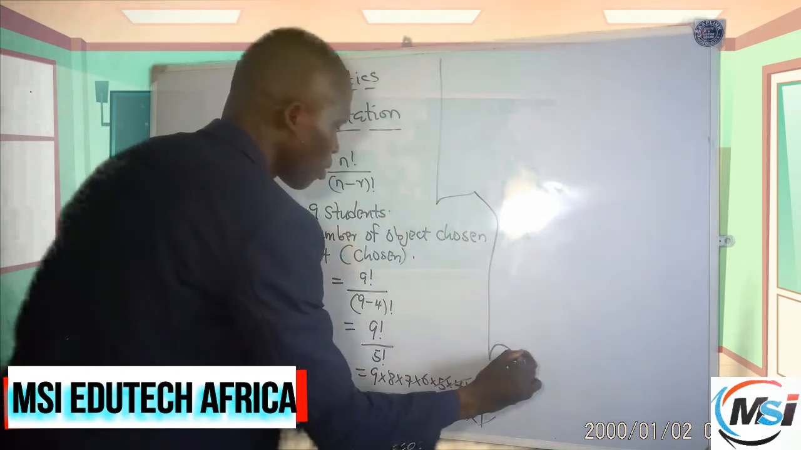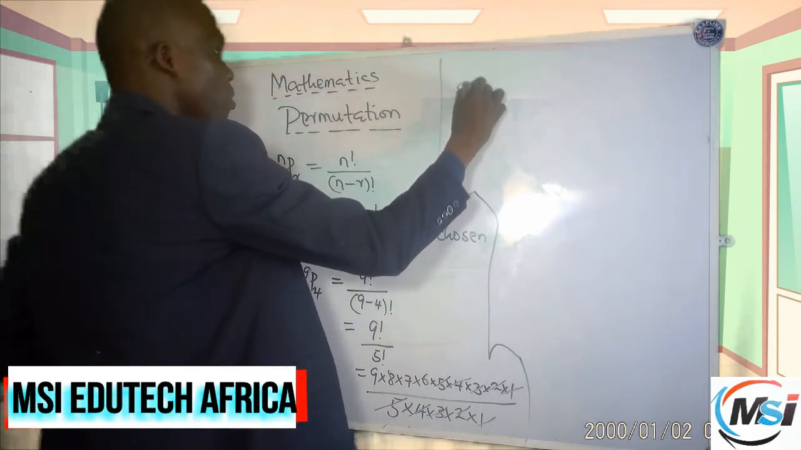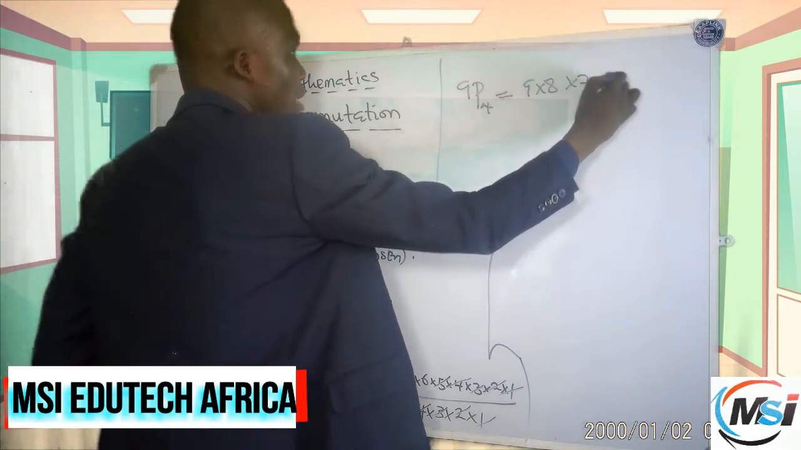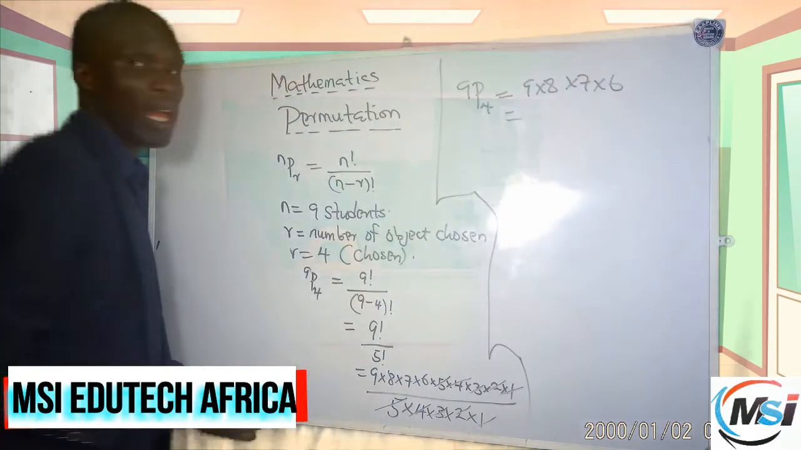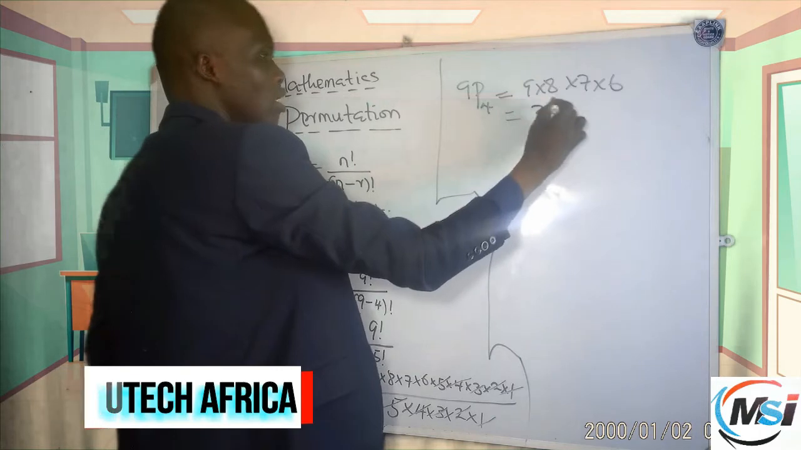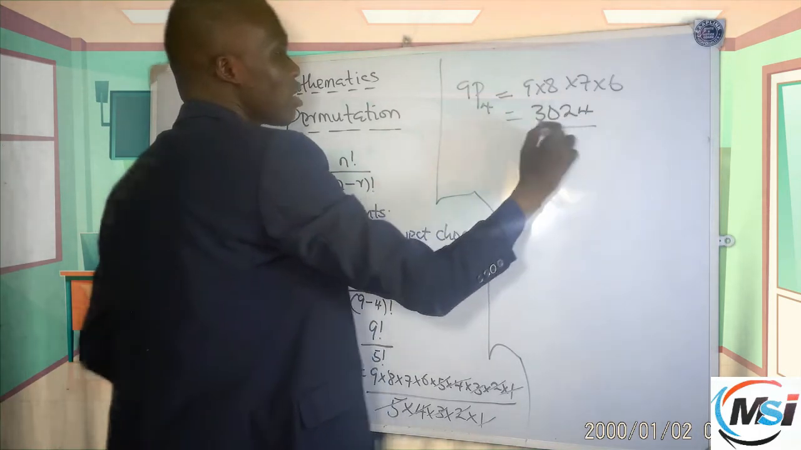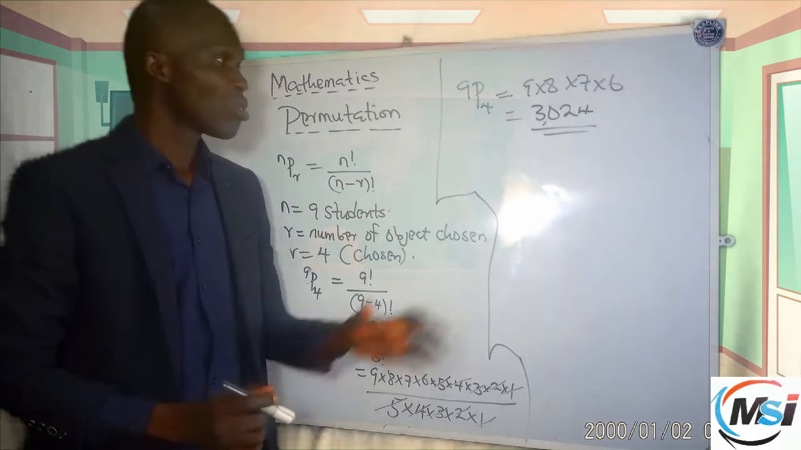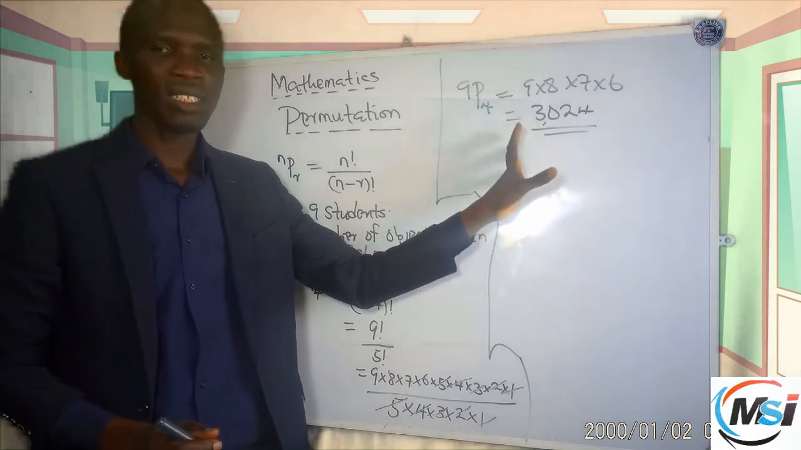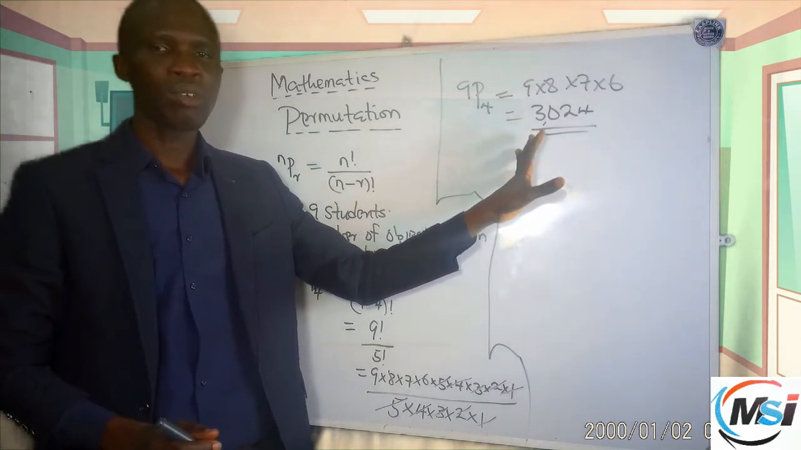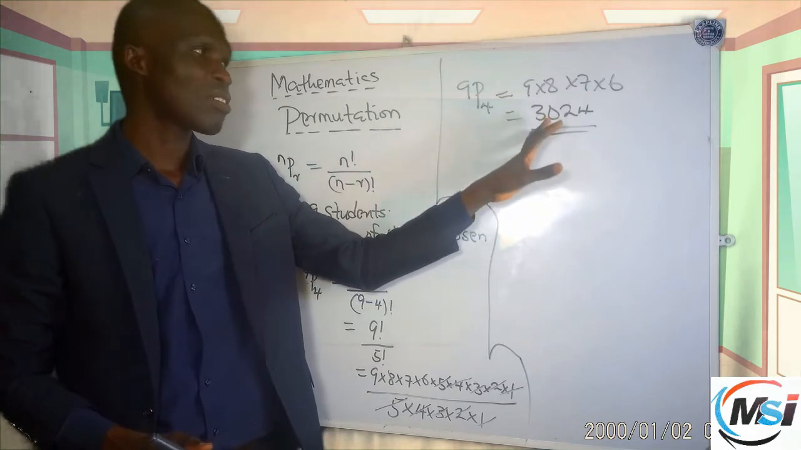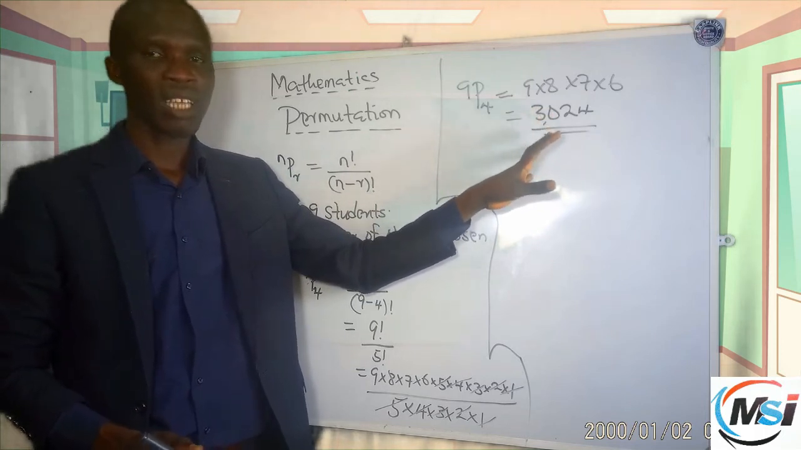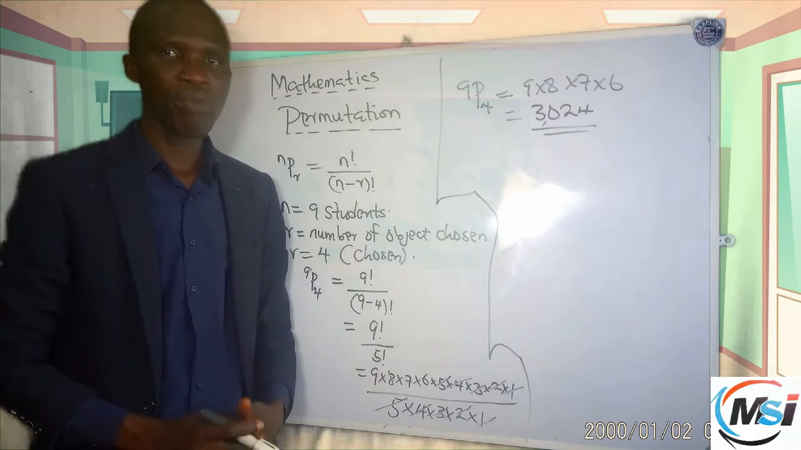So that means 9 permutation 4 will give us 9 times 8 times 7 times 6. If we multiply this together, we are going to have 3024. So this is our answer. This is telling you that the winners could be determined in 3024 ways. I believe you understand this.